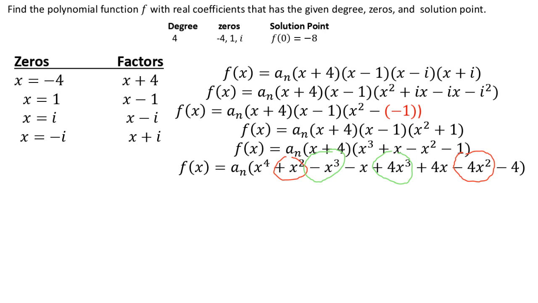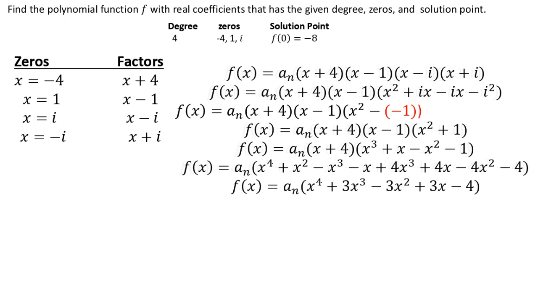It's going to give me a positive 3x cubed. Then I have a degree 1 term, so I have a negative x and a positive 4x. A negative x plus a 4x is a positive 3x, and I have a lonely constant. That one doesn't combine with anything, just like the x to the 4th. So my polynomial is this. Again, we have this a sub n term, which is our constant term.